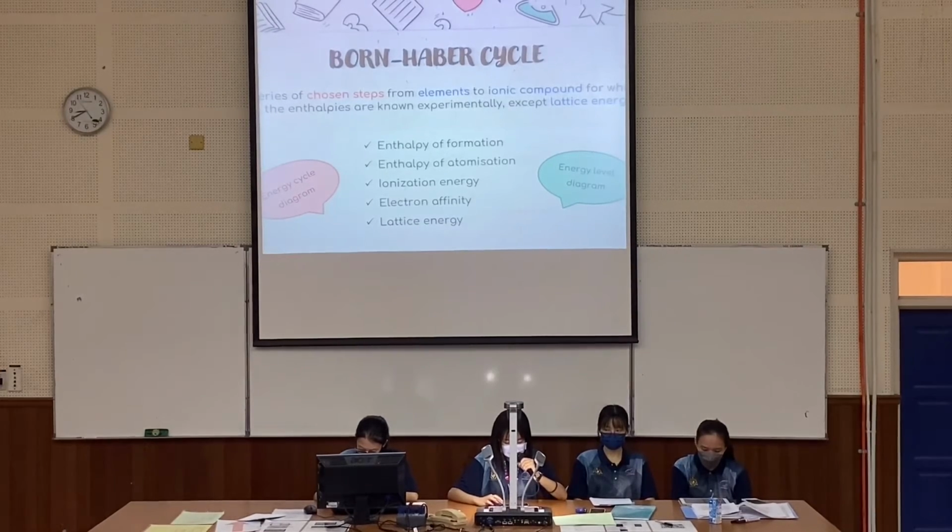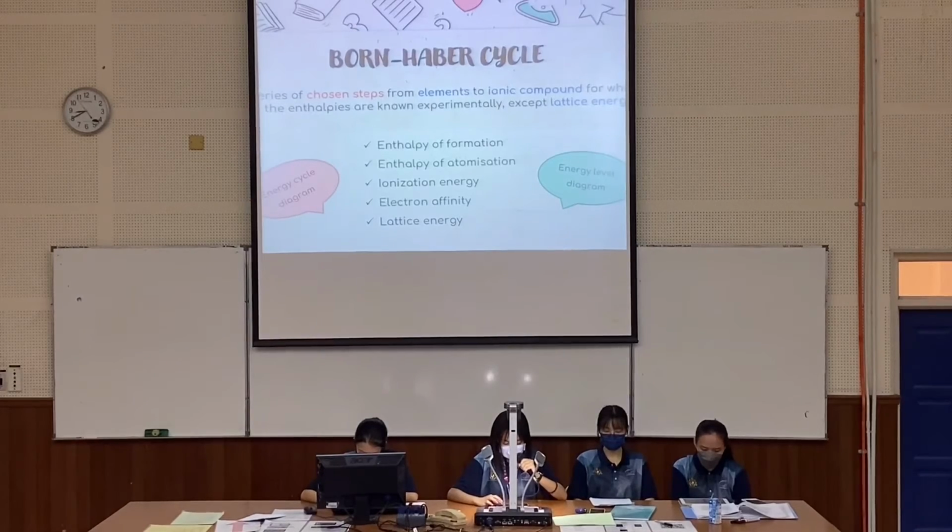There are 5 enthalpies involved and we need to follow the order that I show. First, start with enthalpy of formation. We want to form solid. Then, enthalpy of atomization. From the solid, we want to change it to 1 mole of gaseous atom. Then, followed by ionization energy. Gaseous atom to gaseous ion. In other words, it is oxidation, releasing electrons.